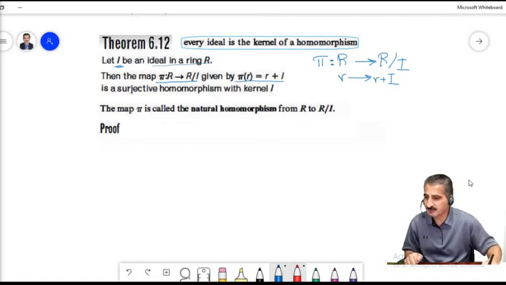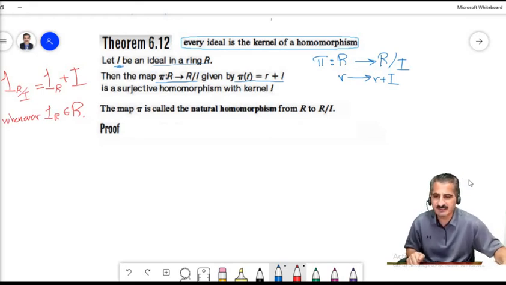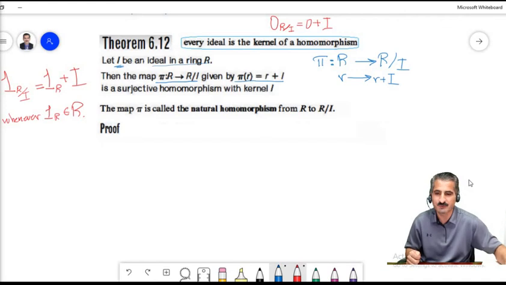Now let me rewrite that. The identity of R over I is this coset represented by the identity of R, whenever R has an identity. Now, what if I ask in here, what is the zero of R over I? What is the coset that gives the zero? And you shall see this is directly 0 plus I, because you have seen this when we worked with quotient groups. And this is I itself.